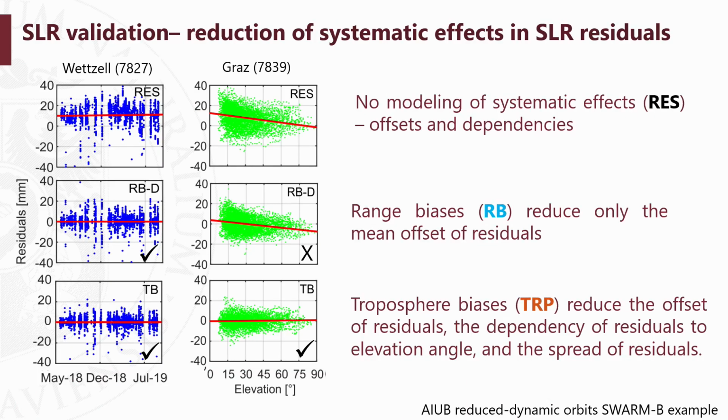Next, I compared different modeling of systematic effects, so those range bias and TRP solutions, and looked at the residuals. The top row shows the case when we have no modeling of systematic effects, the middle row when we estimate only range biases in a daily solution, and we can see that the offset of residuals is reduced successfully. However, we still have the elevation angle dependency, whereas in the case of the tropospheric biases, both the offset and the dependency on the elevation angles are successfully removed.